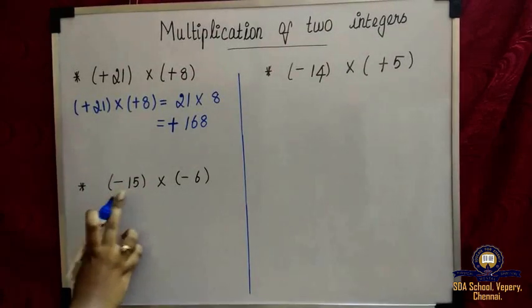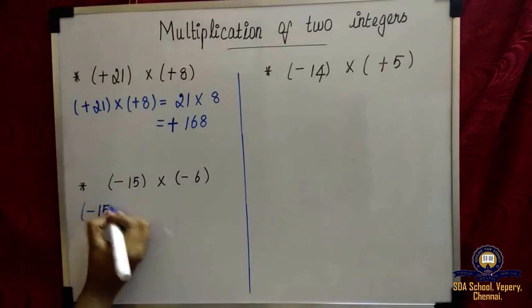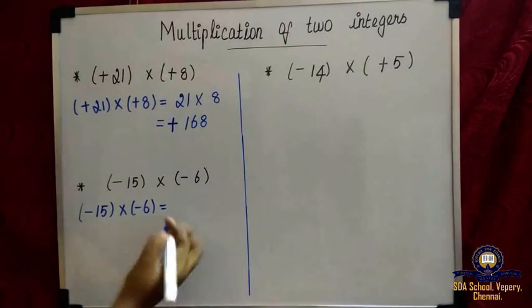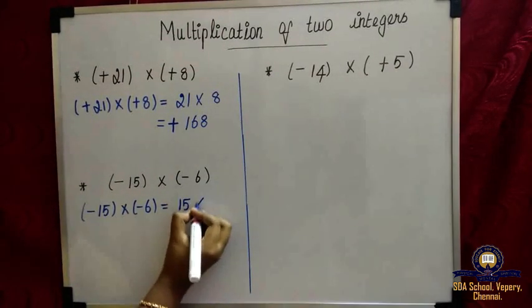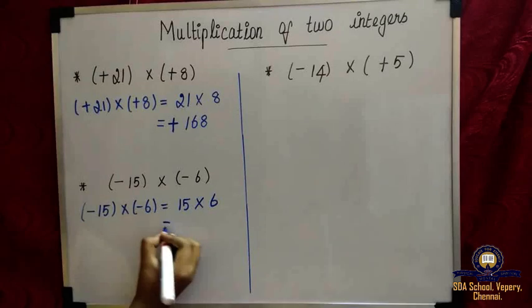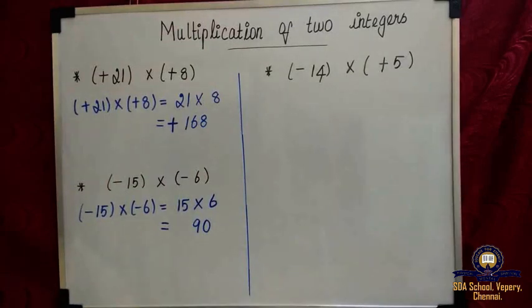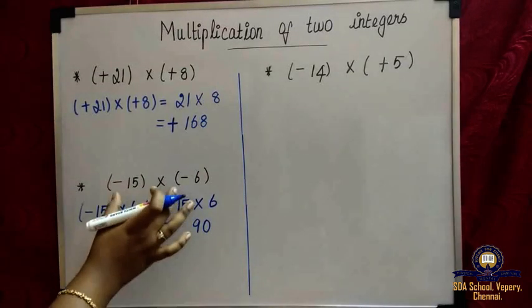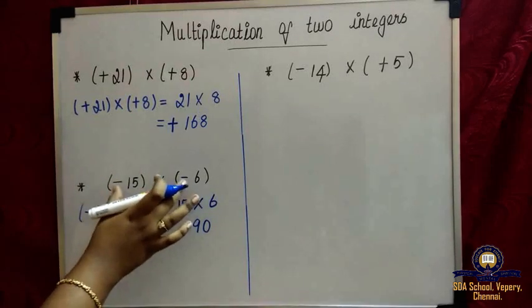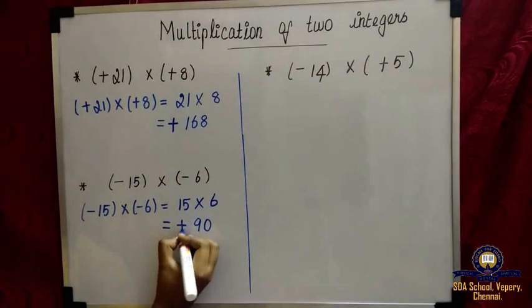Next sum, minus 15 into minus 6. First we have to multiply the absolute values. The absolute value of minus 15 is 15 into the absolute value of minus 6, which is 6. 15 into 6 will give you 90. Now we have to assign the sign. When you look here, both the integers have the same sign. Both the integers are negative. Therefore, the product will be a positive integer. So it is plus 90.